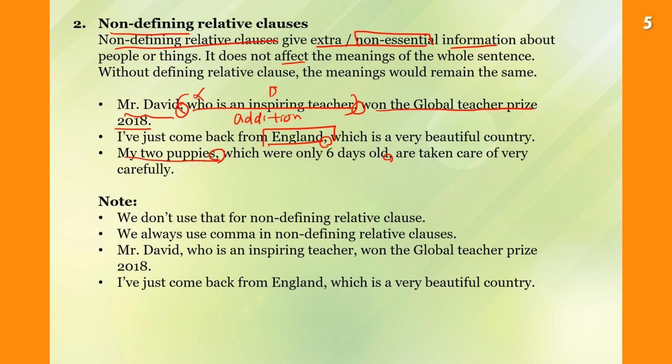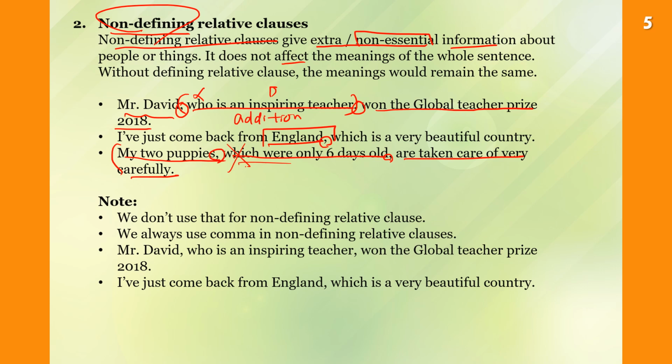So my two puppies are taken care of very carefully. This is the main sentence, and then you don't need which were only 6 years old. So without this clause, the sentence still makes sense, but this will be additional information. And this one you call non-defining. And take a note on those things.